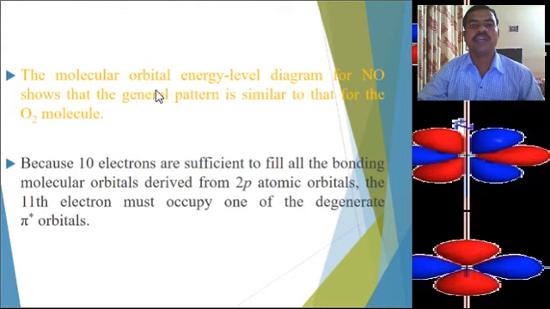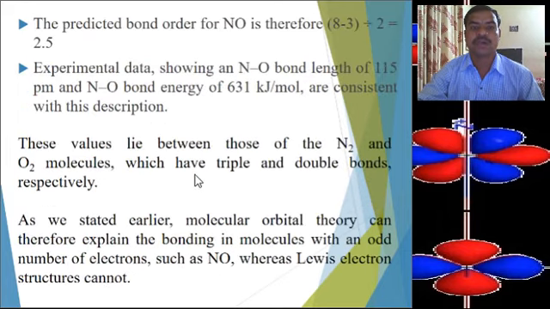The molecular orbital energy level diagram for NO shows that the general pattern is similar to that for the O2 molecule, because the 10 electrons are sufficient to fill all the bonding molecular orbitals derived from 2p atomic orbitals. Then the 11th electron must occupy one of the degenerate pi star orbitals. The predicted bond order of NO is therefore (8 minus 3) divided by 2, which is 2.5.